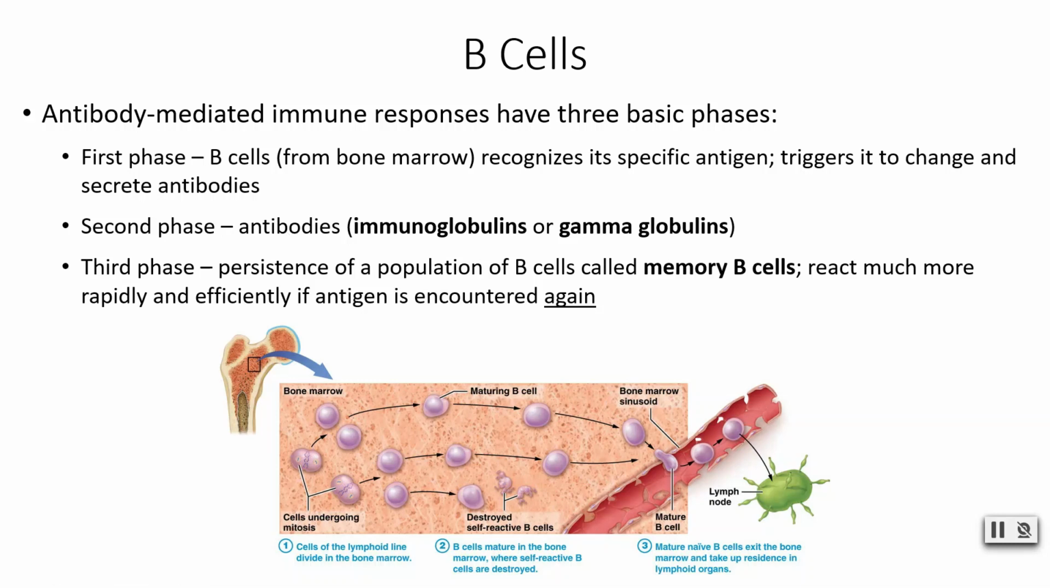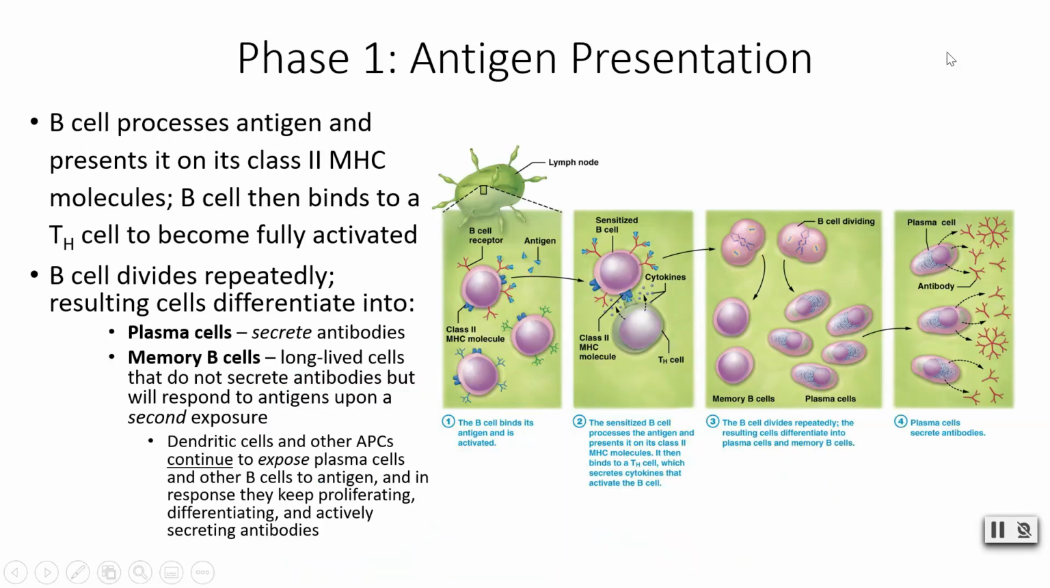And then that third phase, some of our B cells turn into memory B cells. And their job is to remember. Okay? They are supposed to remember the pathogens that we've come into contact with, and they are supposed to remember how we destroyed the pathogens the first time. And so if we encounter the same pathogen again, we can mount a quicker and stronger response the second time around.